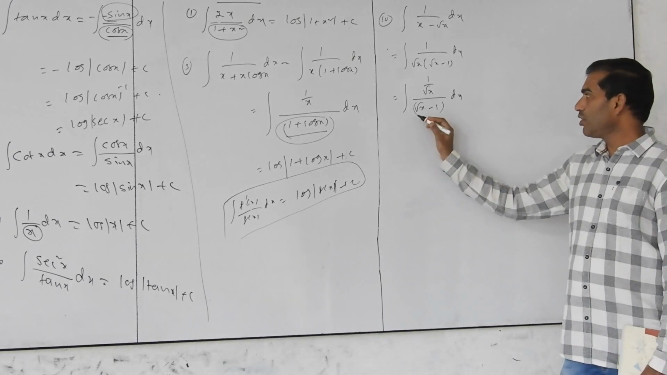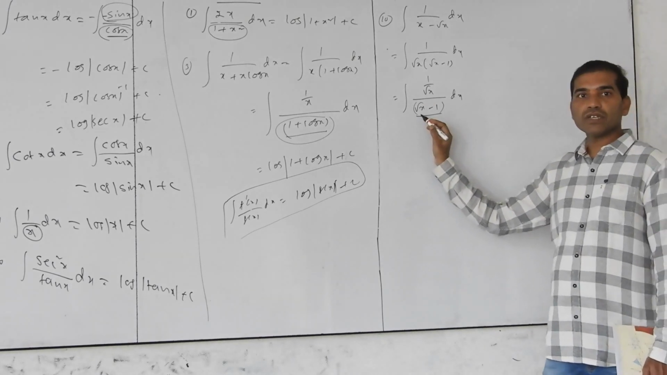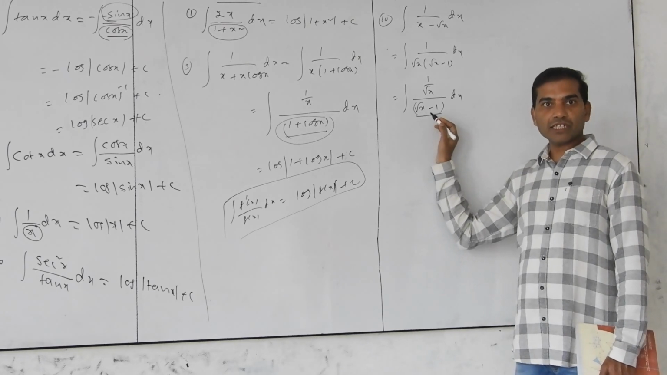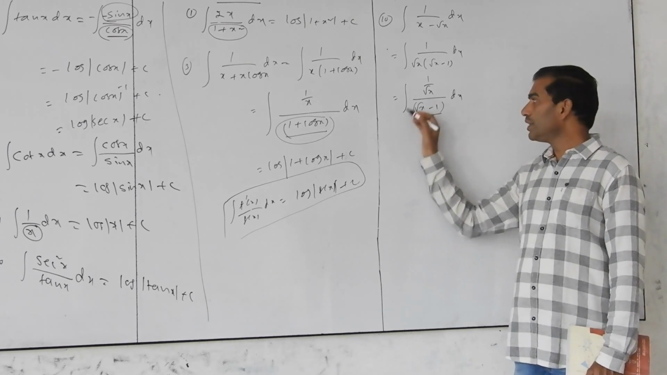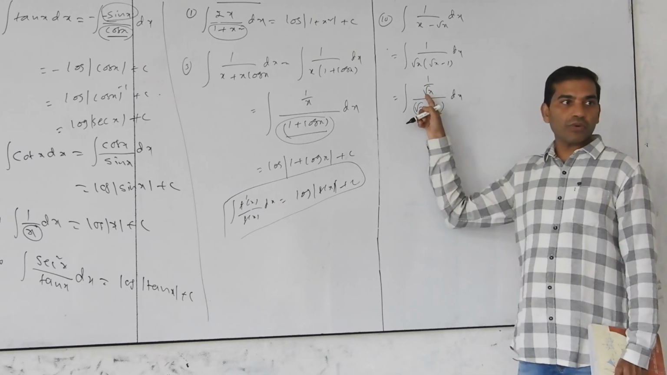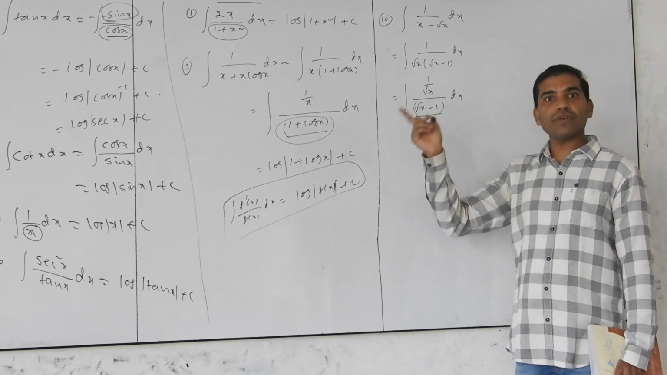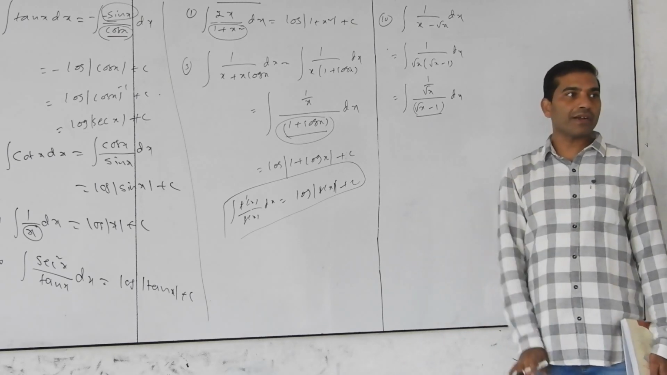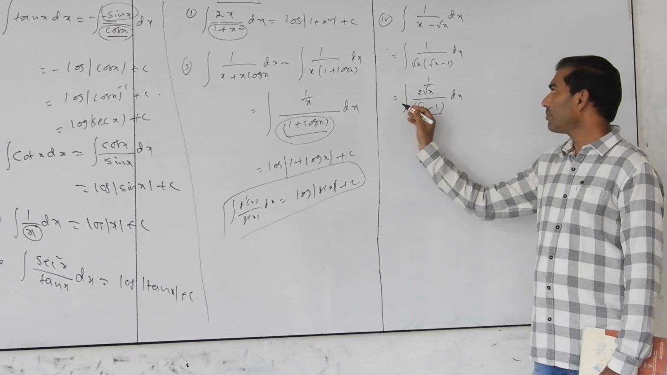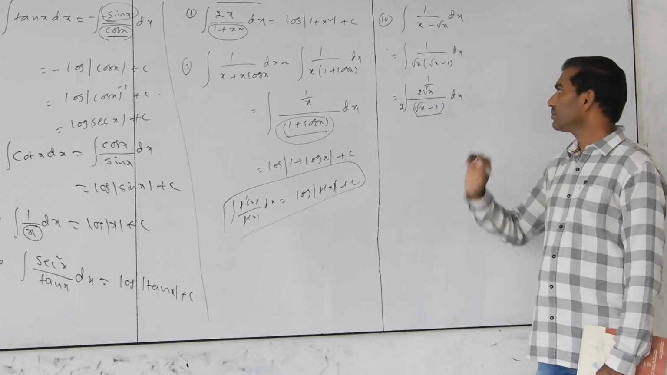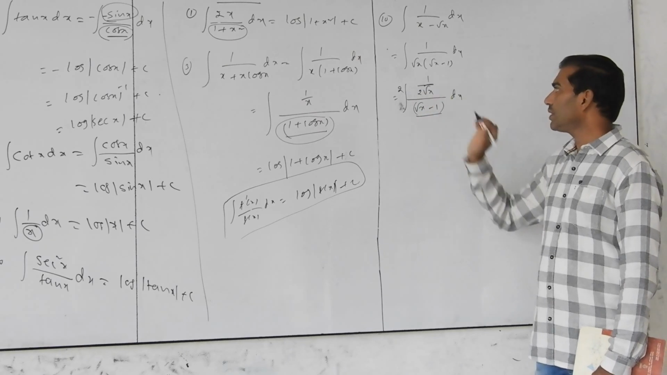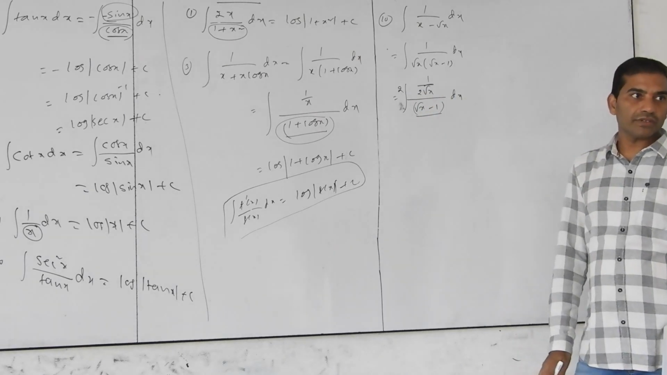Now check it. The denominator is root x minus 1. The derivative of root x is 1 by 2 root x, and the derivative of minus 1 is 0. The denominator derivative is 1 by 2 root x. We have 1 by root x, but the 2 is not there. A constant we can multiply, but a variable we can't multiply. So we put 2 here and 1 by 2 here.